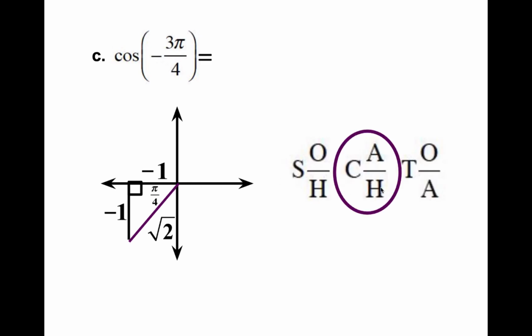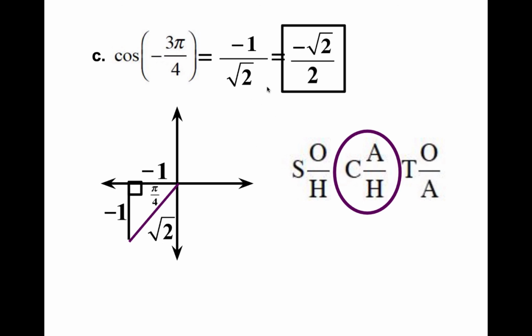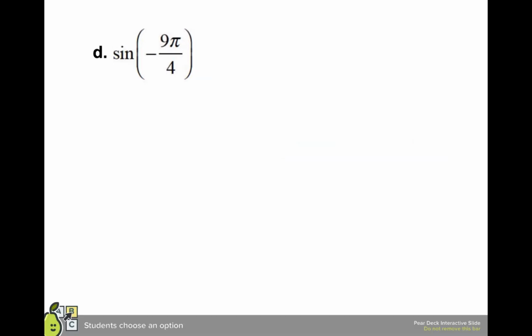Cosine is A over H. So from this angle, adjacent is negative 1, the hypotenuse is root 2. You have to rationalize and get negative root 2 over 2. You try D.